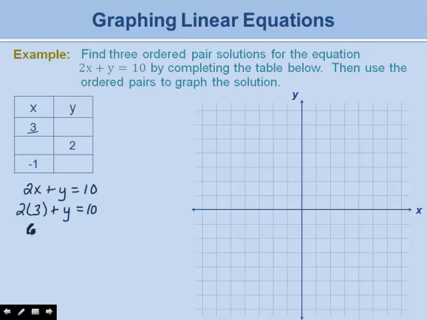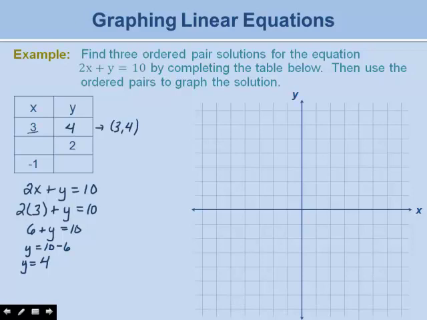That gives us 6 plus y is equal to 10. Now we're just solving for y. So if we subtract 6 from both sides, we end up with y is equal to 4. So that's going to give us one ordered pair, or a point, that we can plot.